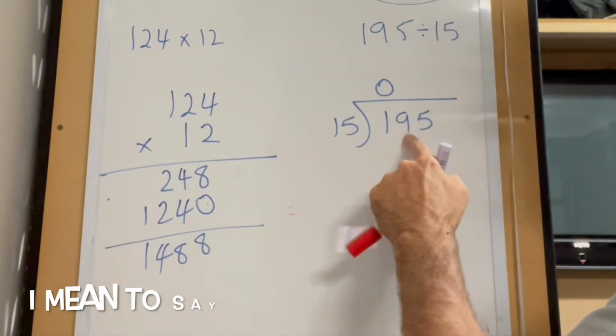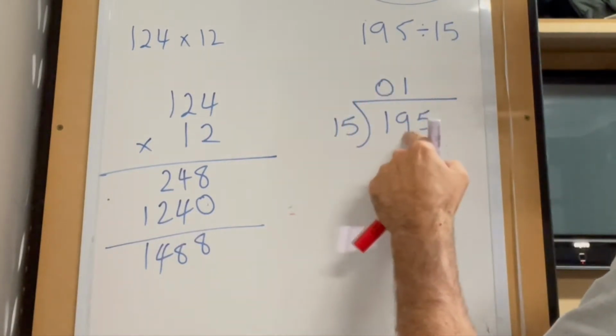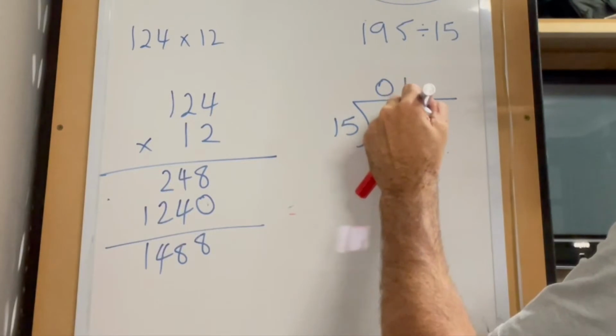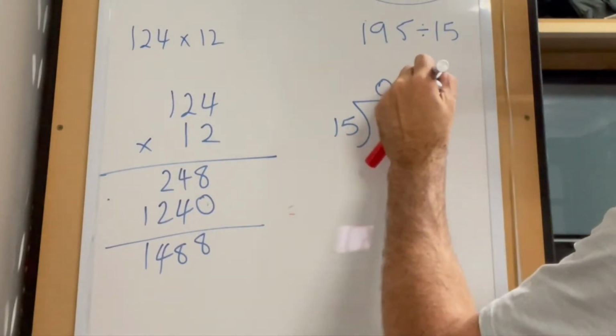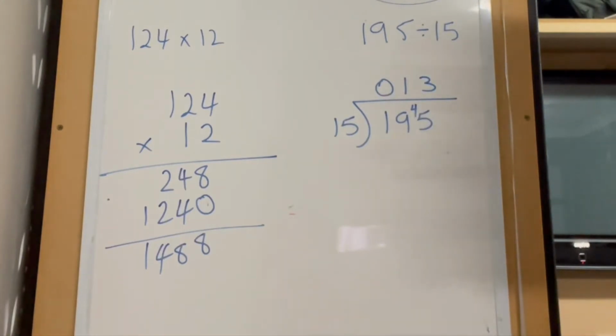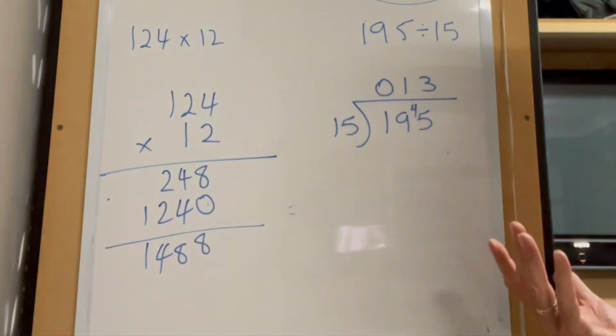15 into 9 goes 1 time, okay? 15 from 9 leaves 4, so I'll put a little 4 here, so that creates 45, and then 15 into 45 goes 3 times, so my answer for that is 13, okay? There's no need to rewrite that somewhere else on your page because that just increases the chance of you making an error.